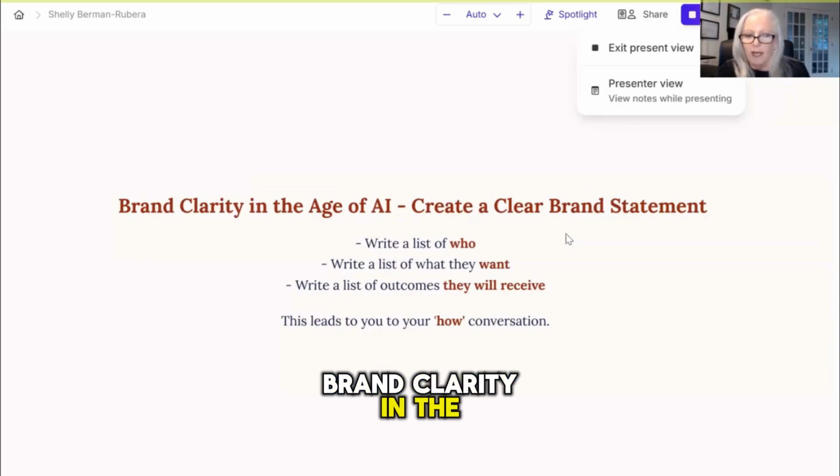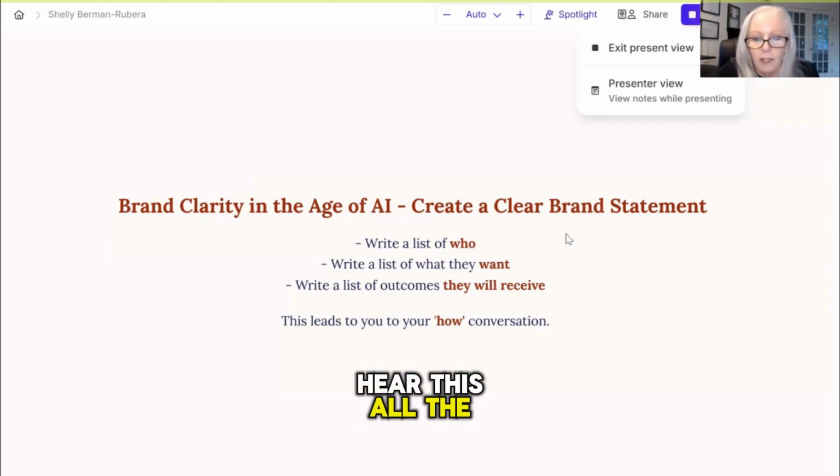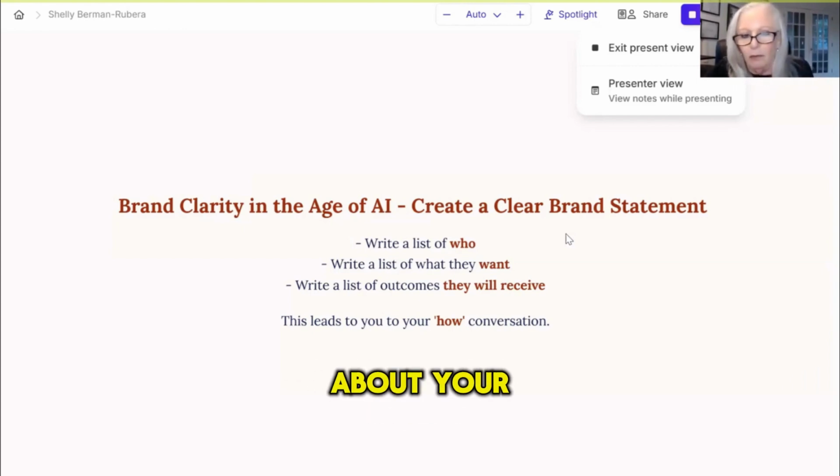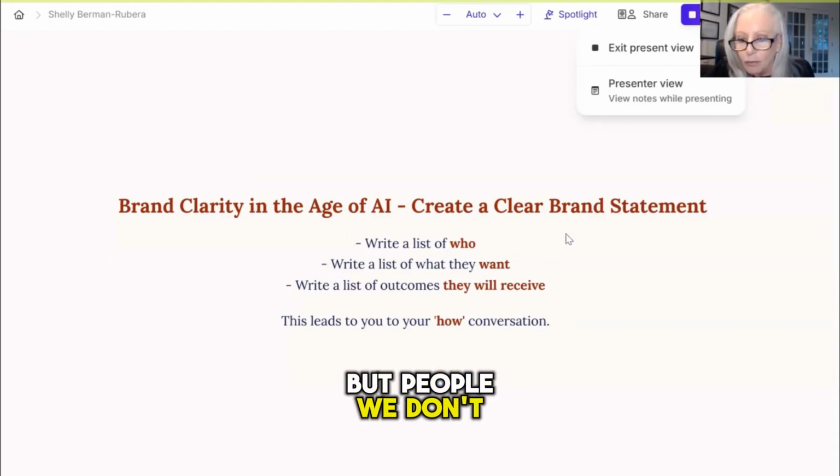Brand clarity in the age of AI is our most important tool. And I know we hear this all the time. In fact, I heard it a number of times in the presentations. You've got to be clear about your who. You've got to be clear about your who. But people, we don't do it.